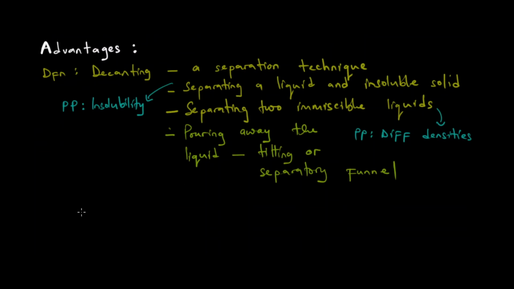What are going to be our advantages? Number one, the first advantage is it is a simple method. And the simplicity is felt in what way? Easy to carry out. And we can also say no complex apparatus used. A separatory funnel is not complex, it's a simple laboratory apparatus, so no complex apparatus used.